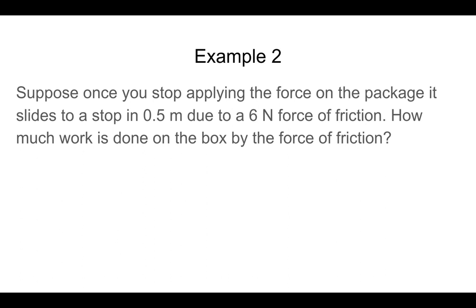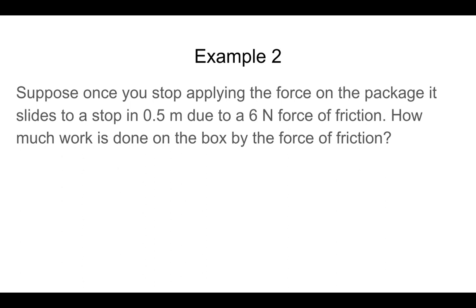All right, example number 2, suppose that once you stop applying the force on the package, it slides to a stop in 0.5 meters due to a 6 Newton force of friction. How much work is done on the box by the force of friction? So this is the same situation as before, but now we stop pushing and then it's going to slide to a stop. Now this means that the box is still moving to the right like I had it before, but now we have a force of friction that's slowing it to a stop.